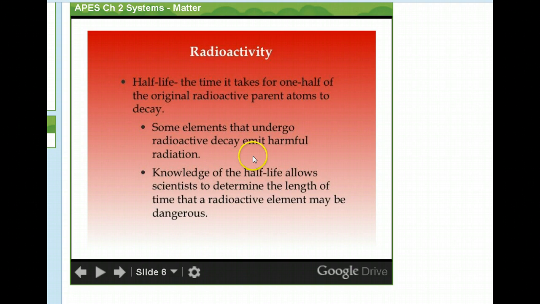Some elements, when they do this, give off harmful radiation that's going to hurt people, animals, plants, and some give off radiation that doesn't hurt those things, and we'll talk about that when we talk about radioactive nuclear plants and radioactivity when we get to that part. So, like I said, it helps us figure out how long something has been dead. That's how we figure out how long dinosaurs and all the different eras of the Earth have taken. We use carbon dating for that.